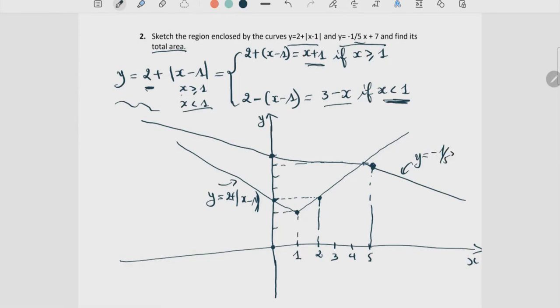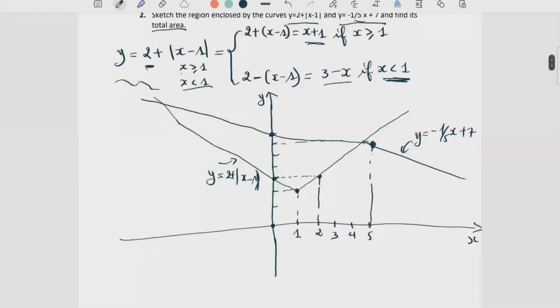Negative 1 over 5, x plus 7. And obviously these two curves, as you can see, will meet up at some point. Right? And now that that's done, we have to evaluate the total area of this enclosed area.